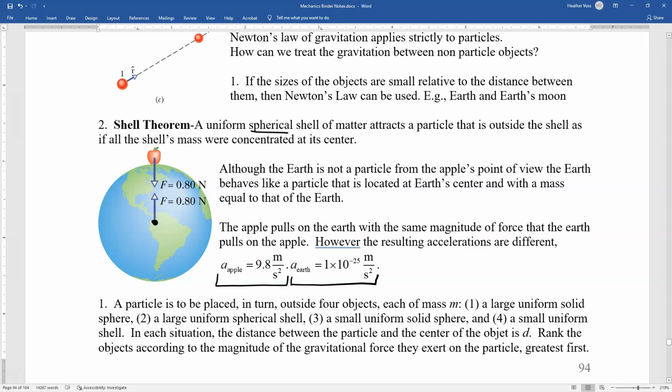So here is a ranking task, and I would like for you to look at that and really consider it. When we come back into class, we're going to be looking at what you come up with for this ranking task. You're going to look at these objects and rank them in order of the magnitude of the gravitational force that they exert on a particle, greatest to least. So you just have a particle that's placed outside those masses.